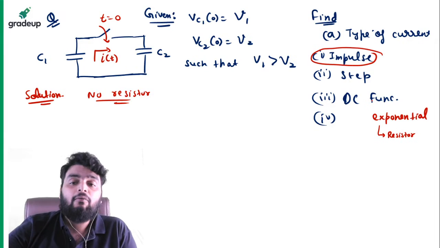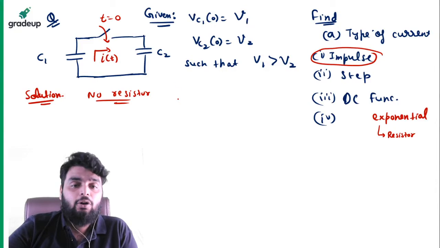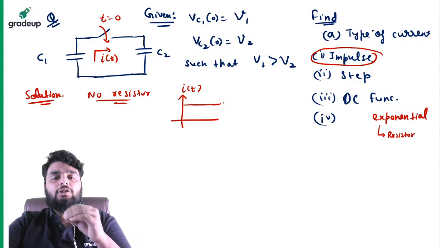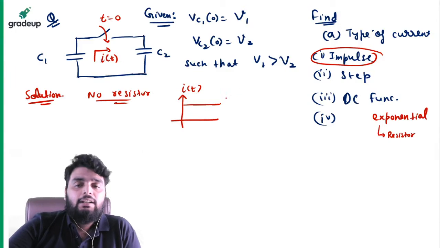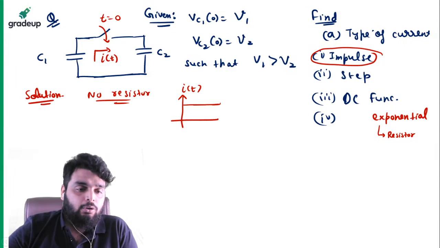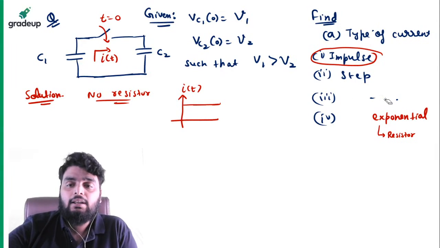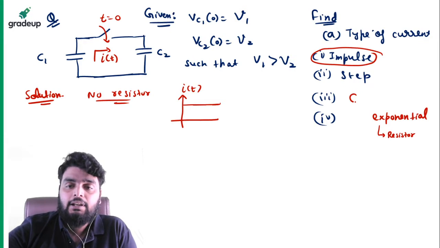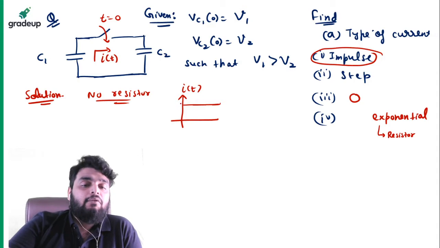Now why not the DC function? Because a DC current will look like this. DC and step are actually the same option. So instead of DC, I am giving a 0. So IT would be a step function.